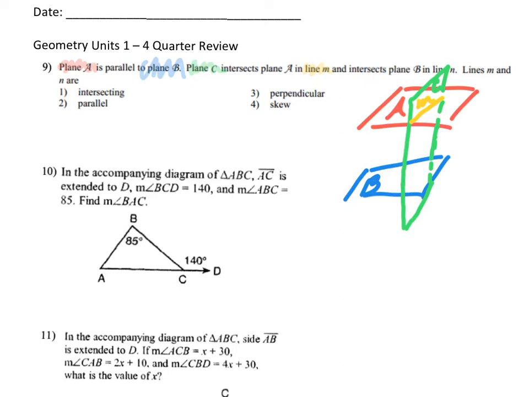So line N is going to be some other color. Let's see. Let's do like a pink color. Yeah. Let's do a pink color for line N. Okay.